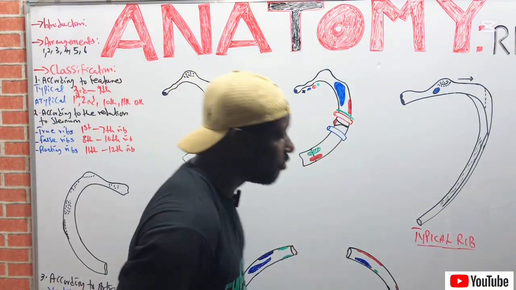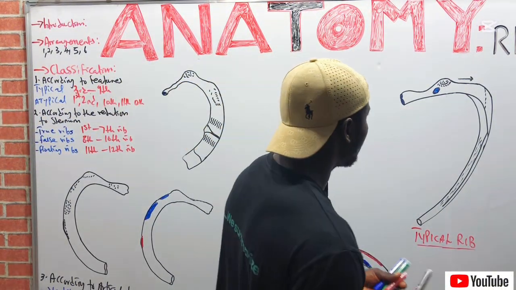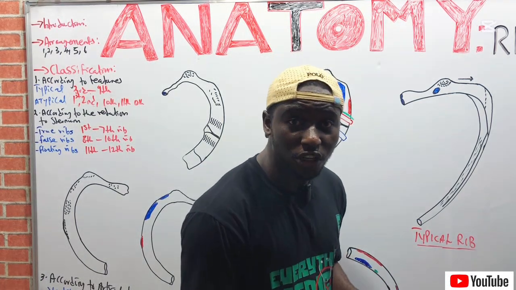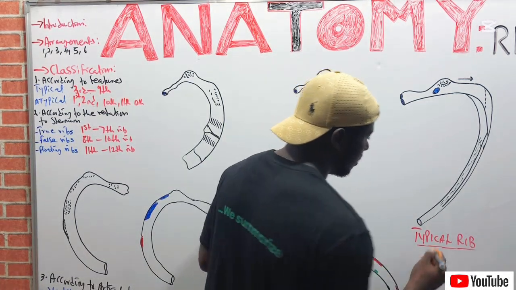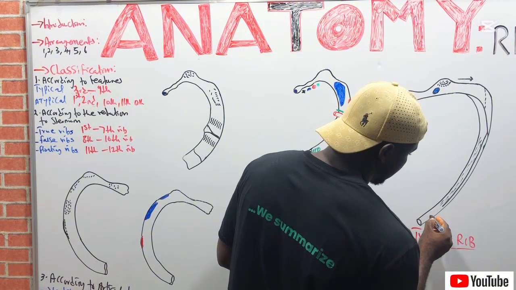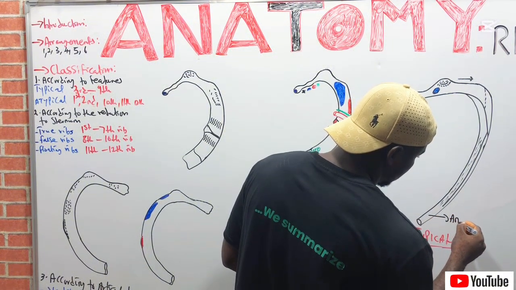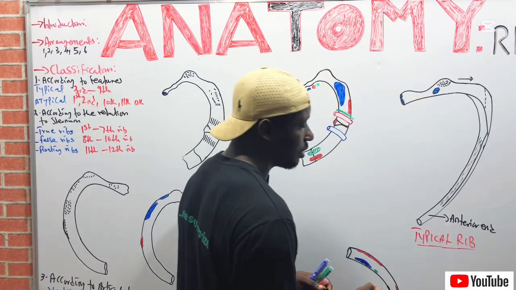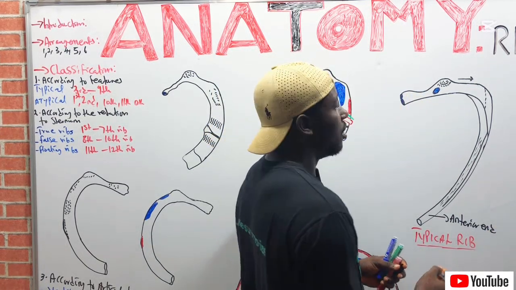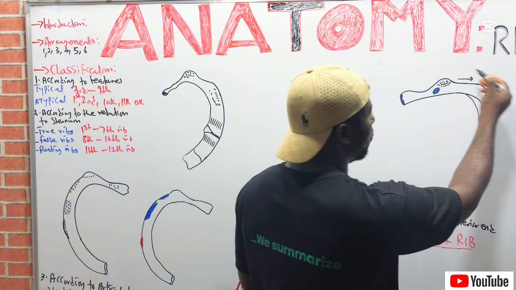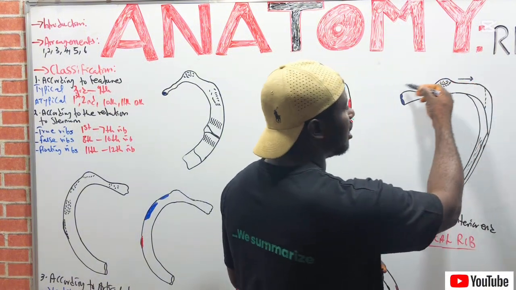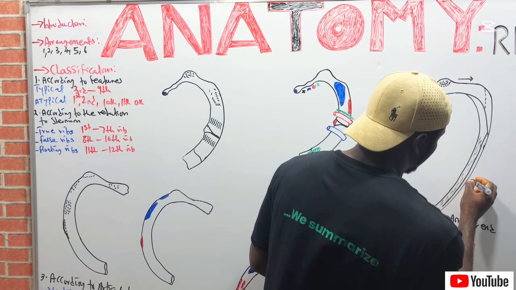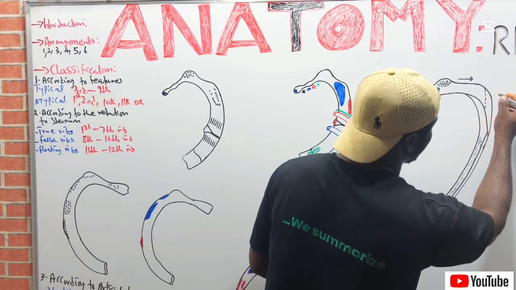Let's quickly look at the features of the typical ribs. The typical rib has the following features. It has an anterior end. It also has a posterior end. This is the posterior end. And it has a shaft. Here is the shaft, right?